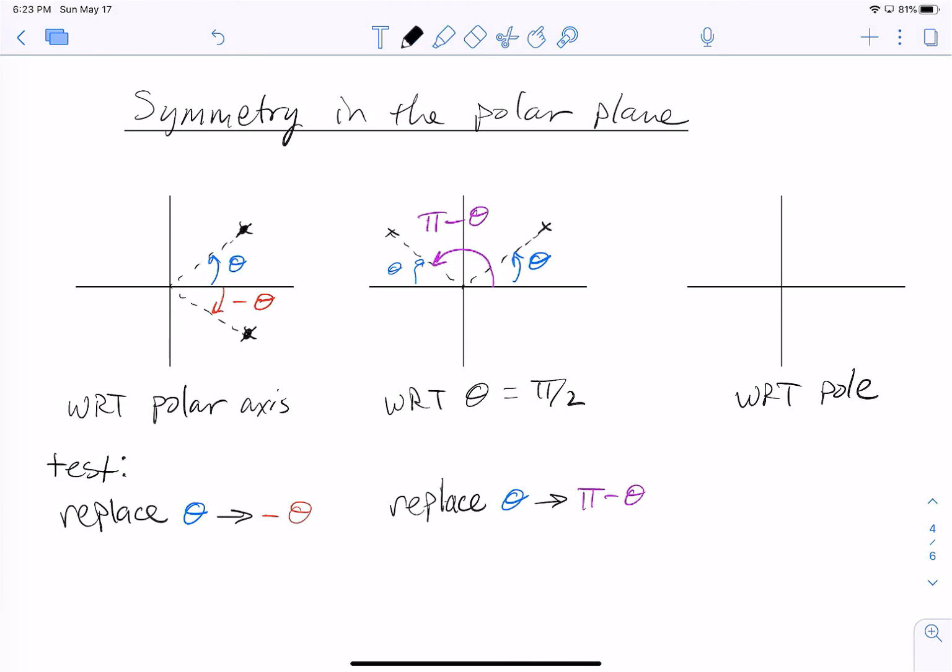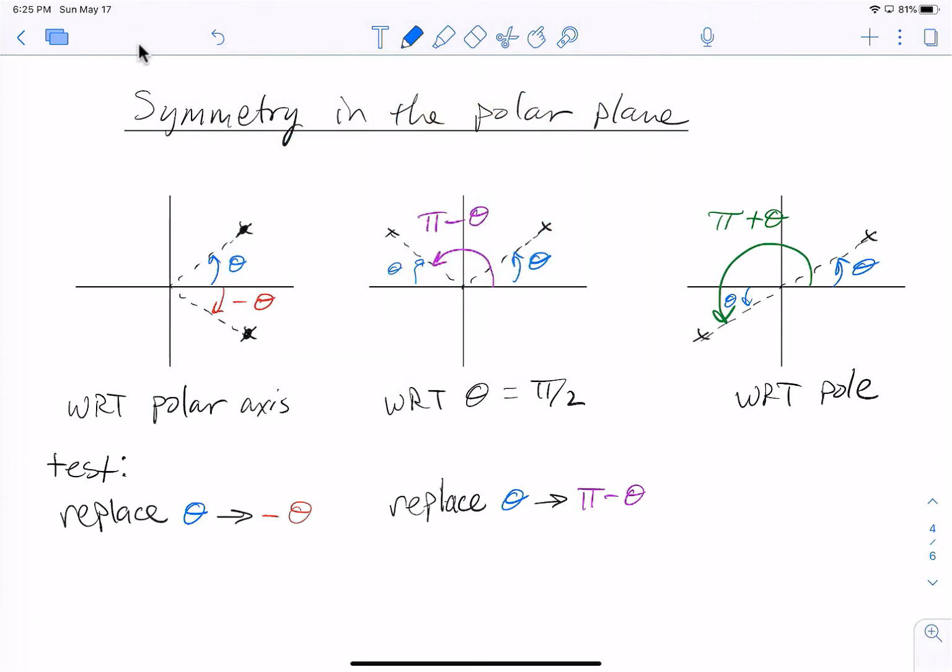For symmetry with respect to the pole, if I have a point in the first quadrant, then that's going to be reflected across the pole, and so I'll have a mirror point, if you will, in the third quadrant. If the point in the first quadrant has associated an angle theta, then that's associated with a reference angle theta in the third quadrant, but then would be associated with an angle in standard position of pi plus theta.